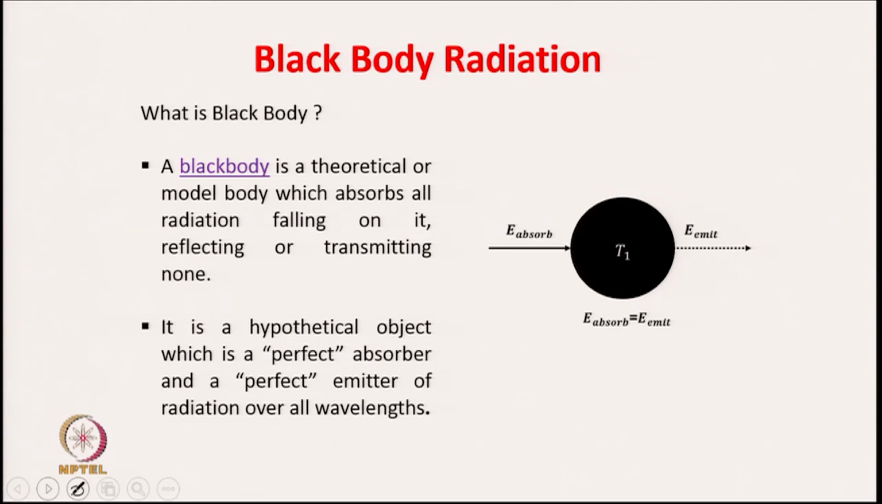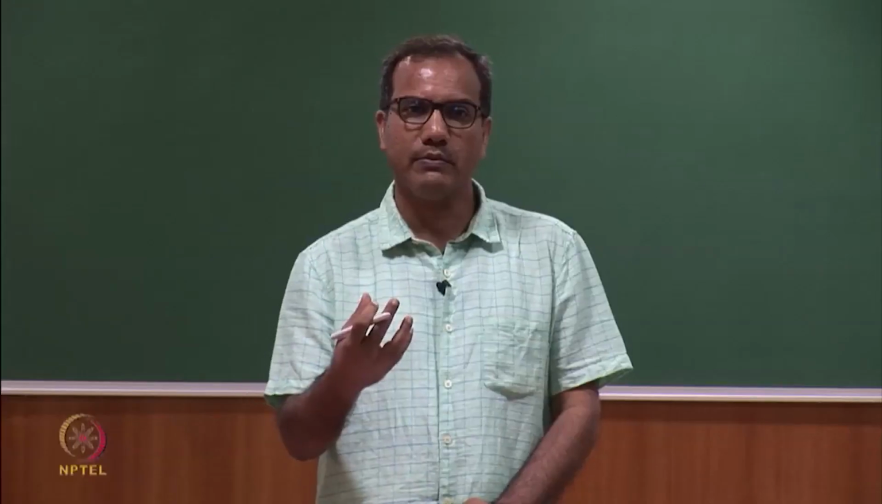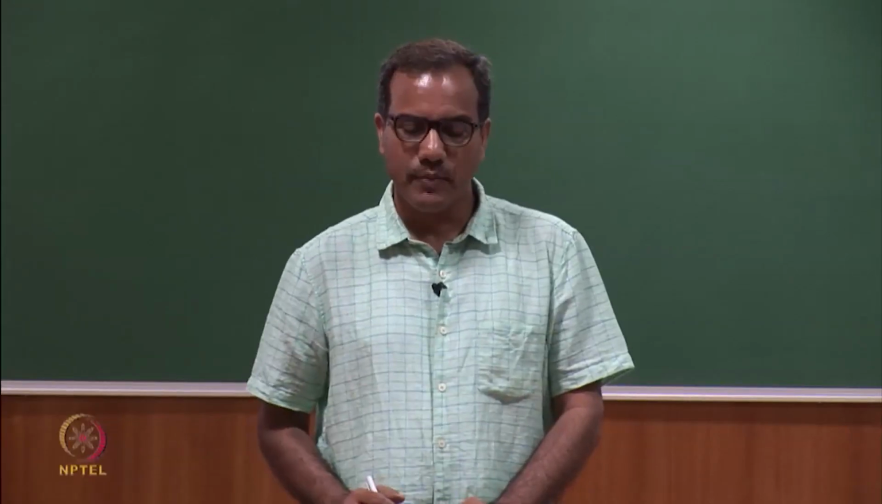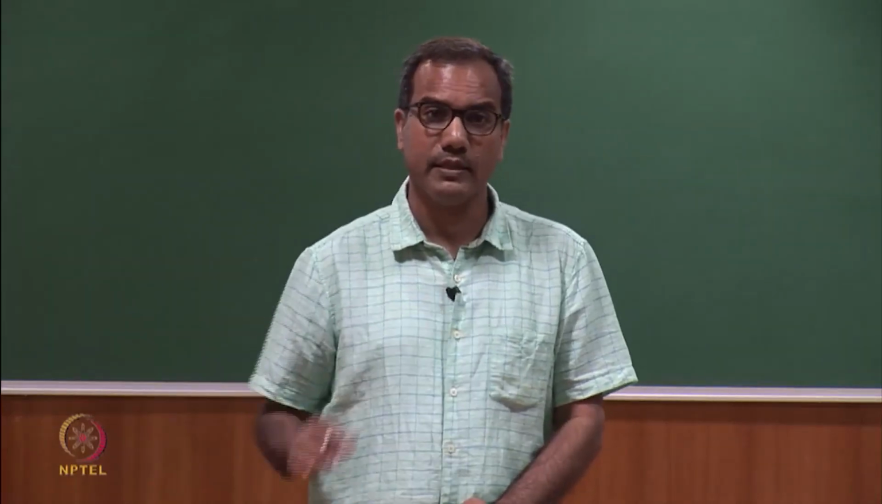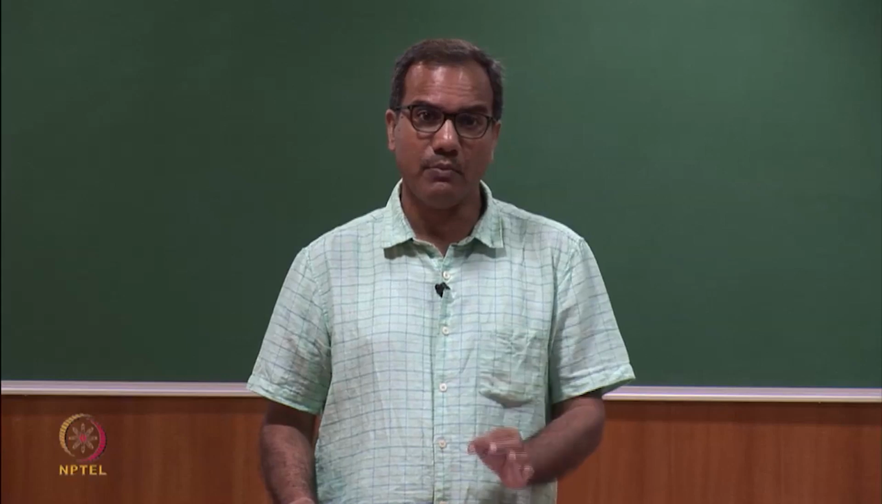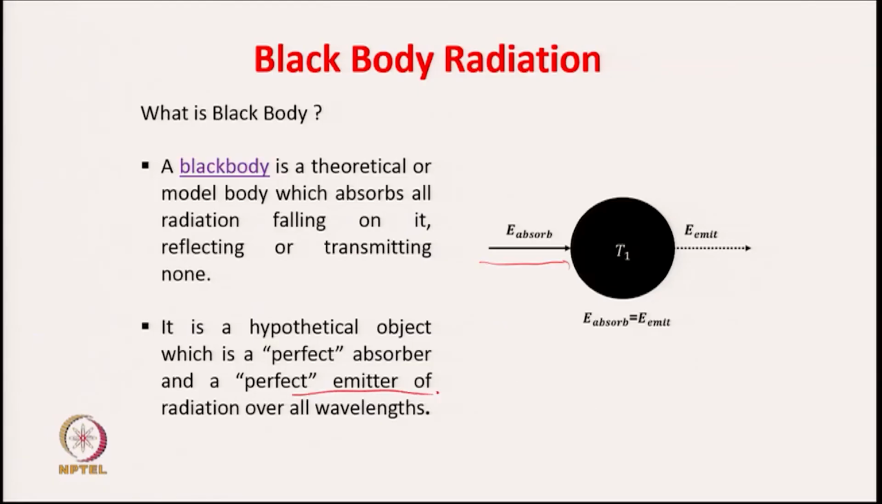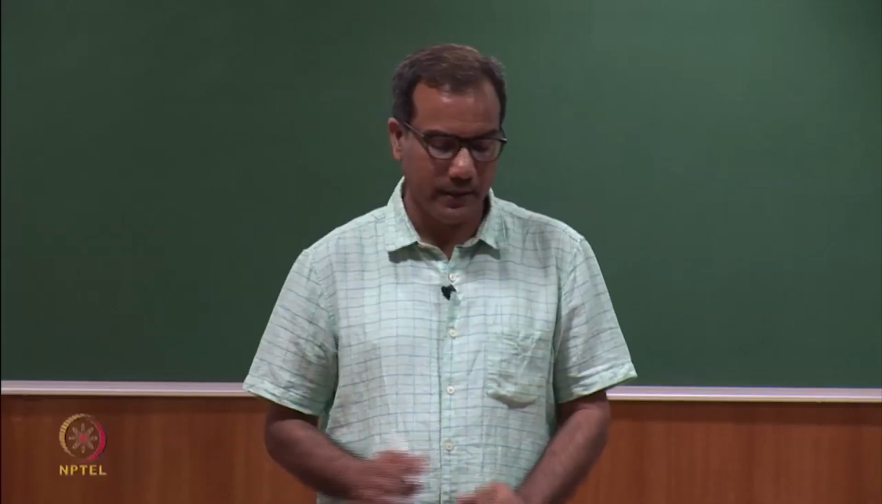A black body is a theoretical or model body which absorbs all radiation falling on it, reflecting or transmitting none. So whatever falls on it, it absorbs everything. It absorbs waves of every wavelength. It does not transmit anything. This is also an object which is a perfect emitter of radiation over all wavelengths. So it is a perfect absorber, and it is a perfect emitter.